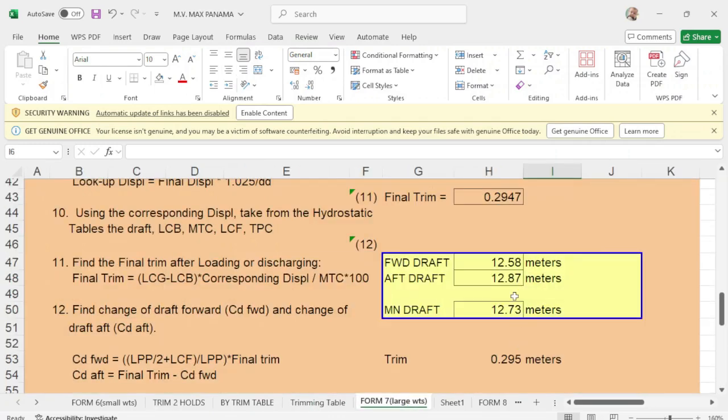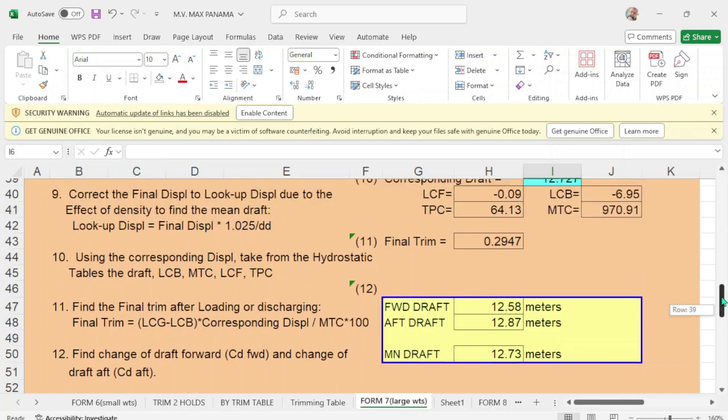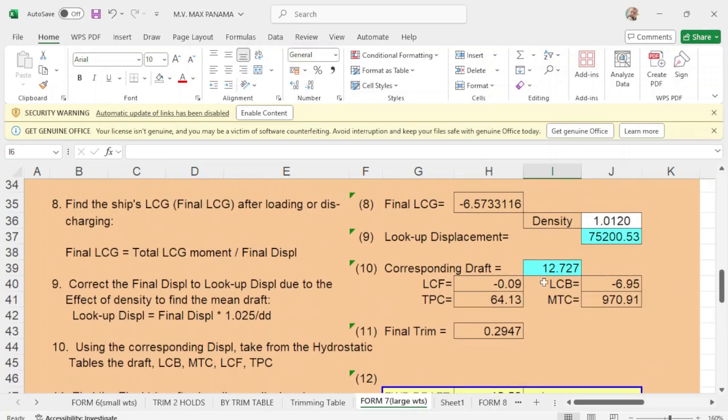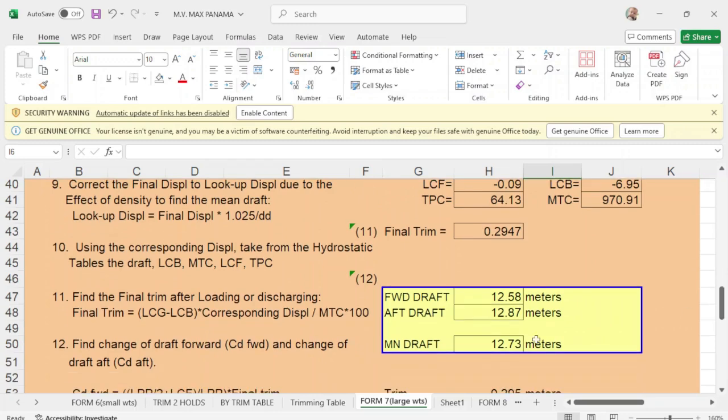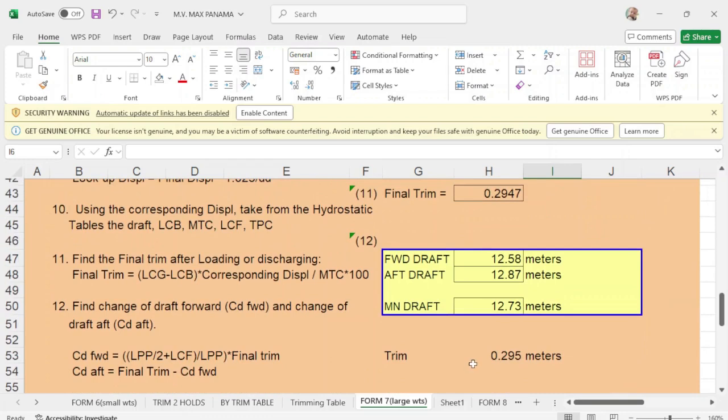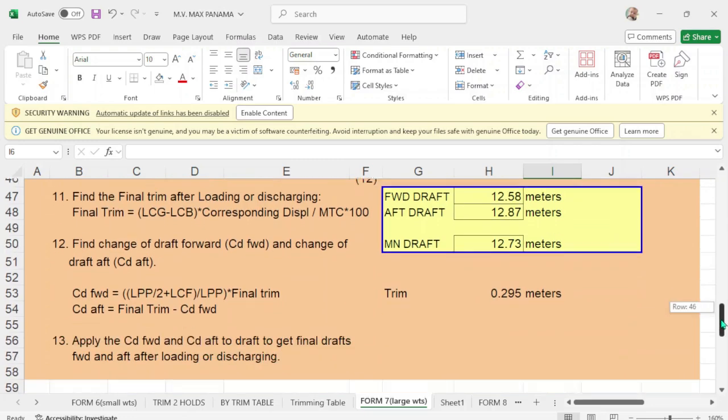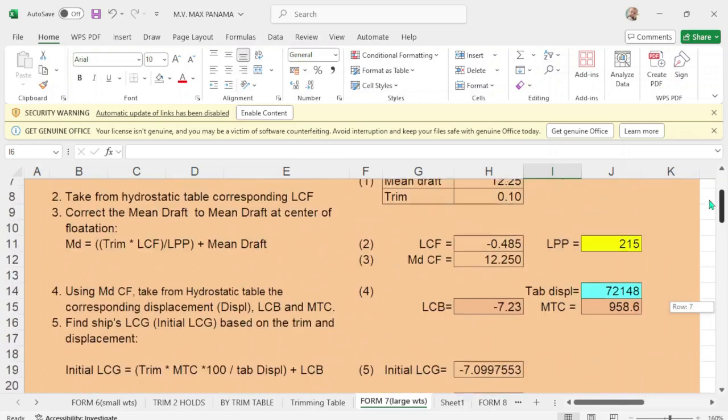Your main drop is 12.73 because this one is already rounded up from 12.7227. So that's why he made here 12.73. And your trim is almost 30 centimeters. If you round it up, that will be 30 centimeters.